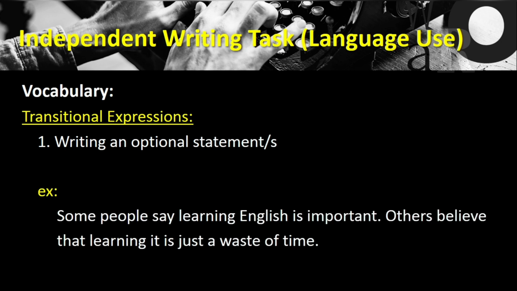For example, some people say learning English is important. Others believe learning it is just a waste of time. Now, the two sentences may be enough to make readers understand what you are trying to say, but wouldn't it be better understood if you use a transition of contrast in between your sentences?